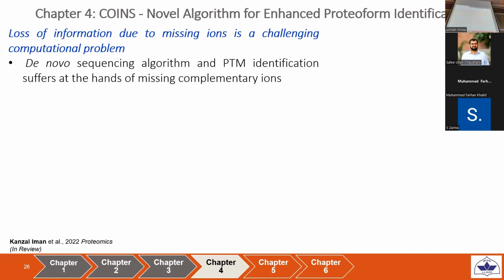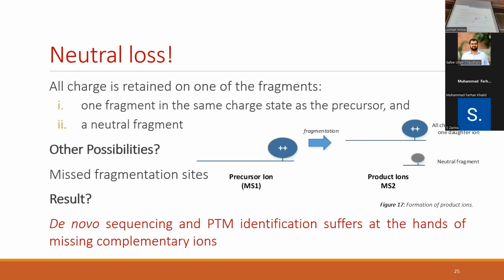Go back, please, I wanted to read the last answer. What does the last line mean: de novo sequencing and PTM identification suffer due to missing complementary ions. So we are at a disadvantage in identifying PTMs if there is loss of ions. So to identify PTMs, we don't recommend using top-down?